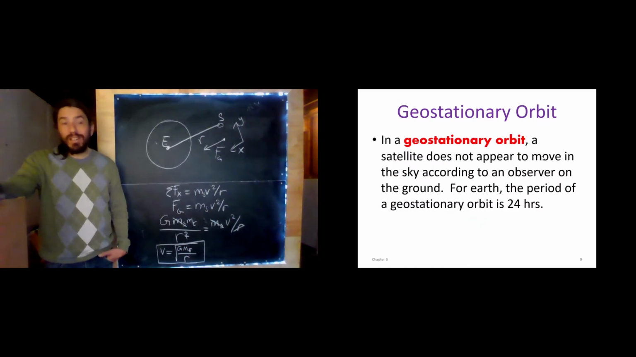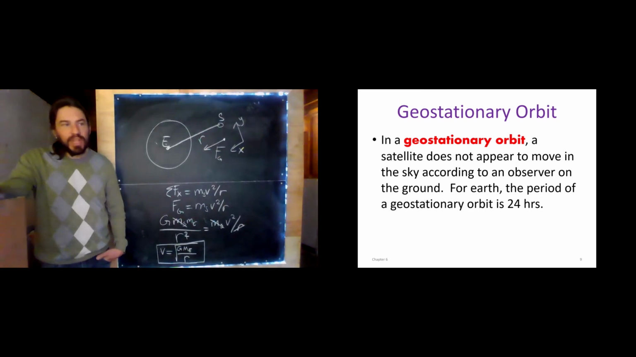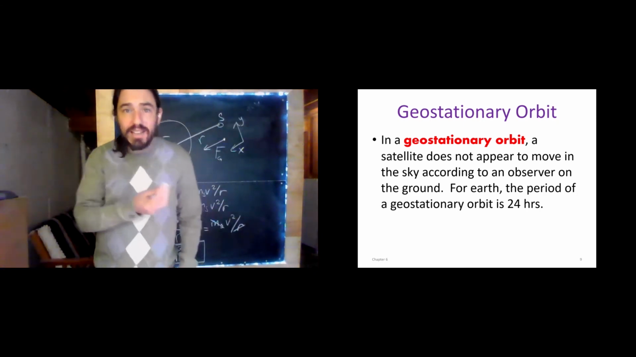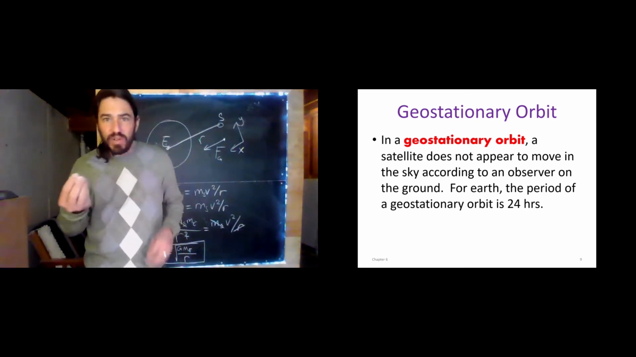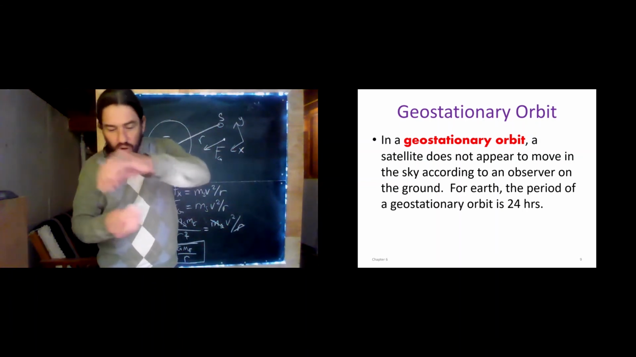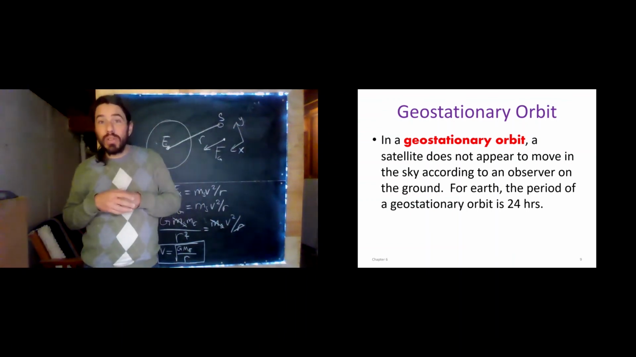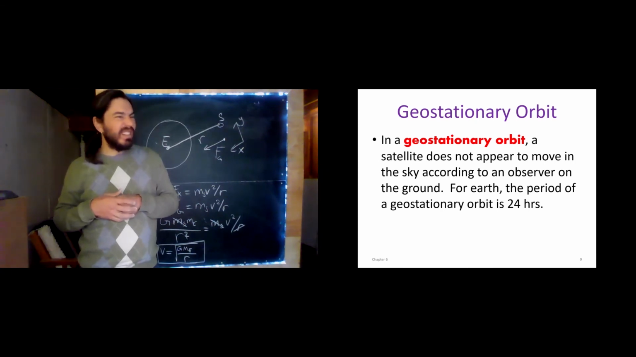One orbit that's particularly interesting is a geostationary orbit, also known as a geosynchronous orbit. In a geosynchronous orbit, a satellite does not appear to move in the sky according to an observer on the Earth. For Earth, the period of a geostationary orbit is 24 hours, because the Earth rotates on its axis once every 24 hours. So the Earth's doing this. If I also get a satellite that orbits once every 24 hours, then guess what? That satellite doesn't appear to move in the sky.